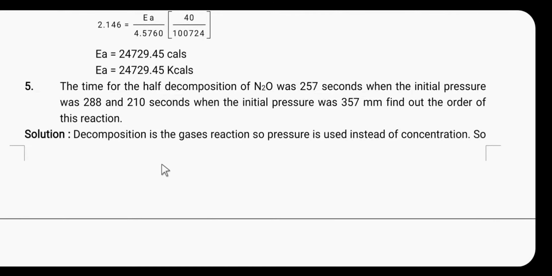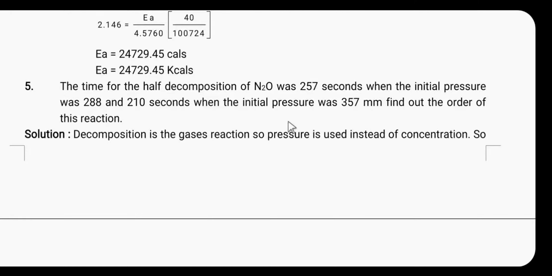The next problem: the time for the half-life decomposition of N2O was 257 seconds when the initial pressure was 288 millimeter and 210 seconds when the initial pressure was 357 millimeter. Find out the order of this reaction. Here decomposition is a gaseous reaction, so pressure is used instead of the concentration.